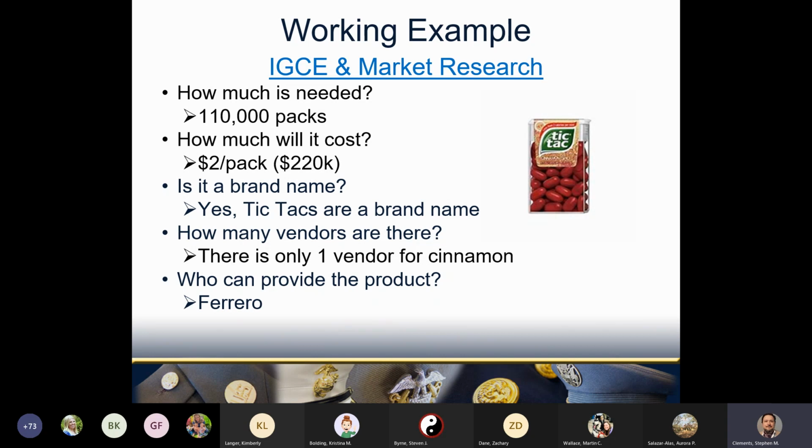How many vendors are there for this? Well, there's only one for the cinnamon Tic Tacs. Well, who's that? That's the manufacturer, Ferrero, a large business. Because through an act of cosmic injustice, cinnamon flavor was discontinued, and only Ferrero has a stockpile left on hand. We did our market research checks to see if anybody on GSA, any SDVSB, VOSB, other SB, or LBs had any cinnamon Tic Tacs left or made an equal product, but sadly, they did not.